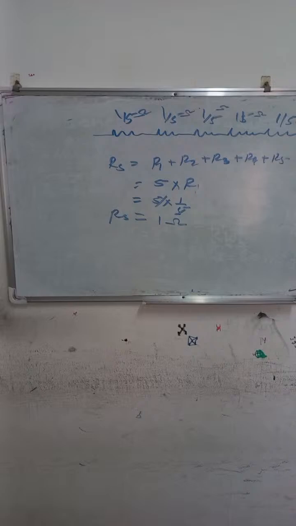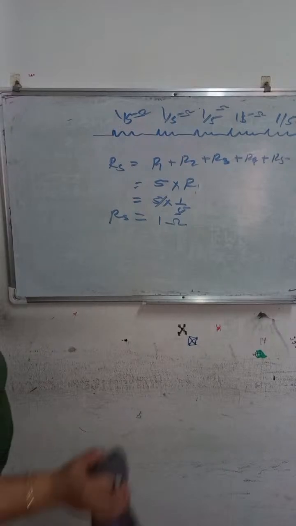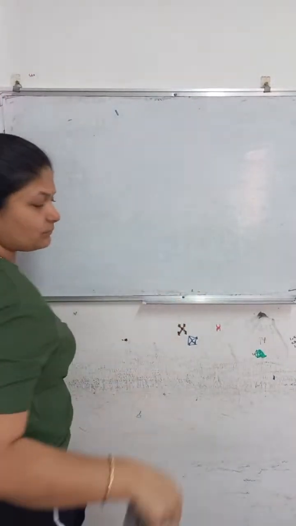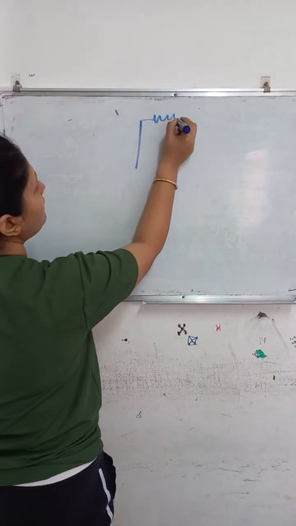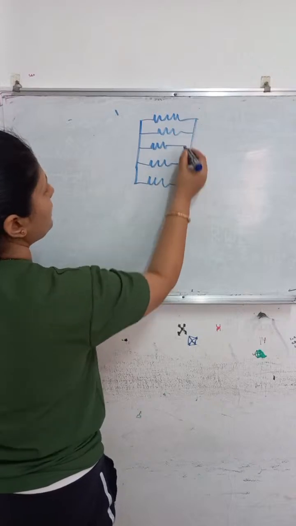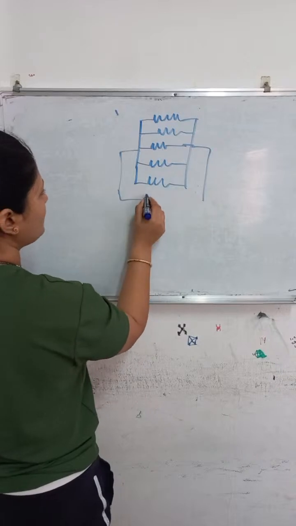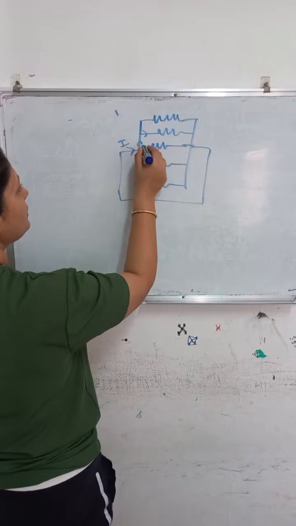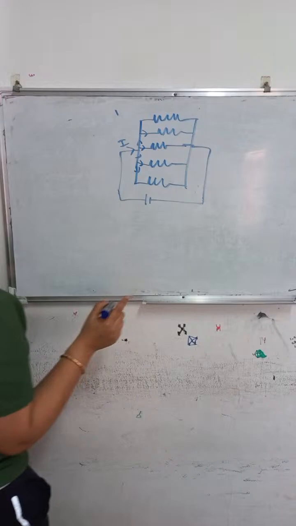So here I will repeat: what is the minimum resistance which can be made using 5 resistors, each of 1 by 5 ohm? Here they are asking for minimum resistance. Minimum is nothing but all 5 connected in parallel. In series we get maximum resistance, and whenever the resistors are connected in parallel, we get minimum resistance. Now these 5 are in parallel, connected across the battery terminal, and current I comes here and gets branched into different branches. That is why this is parallel, and that is what they are asking here, minimum resistance.